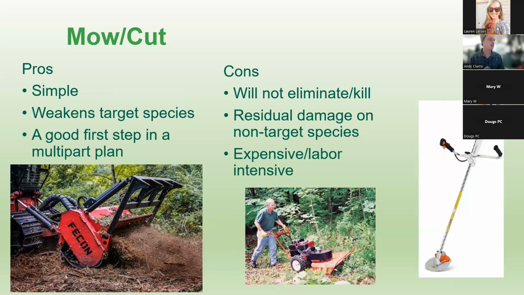Oh, I had a cons list here. So again, it's not going to eliminate anything. I guess one thing: cutting any invasive conifer such as red cedar or juniper, which can invade grassland or old fields, that actually will kill a juniper if you just cut it off. Otherwise, any hardwood broadleaf species, they're going to sprout right back.